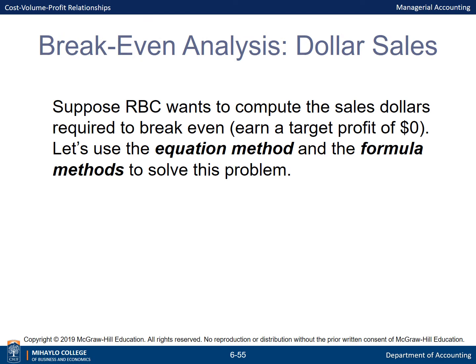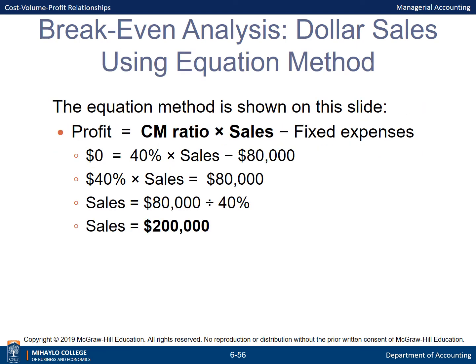Suppose Racing Bicycle wants to compute the sales dollars required to break even, earn a target profit of $0. Let's use the equation and the formula methods to solve this problem. The equation method is profit equals CM ratio times sales minus fixed expenses. For RBC, the CM ratio is 40%, so 40% times sales minus $80,000 equals 0, and sales equal $80,000 divided by 40%, or $200,000.